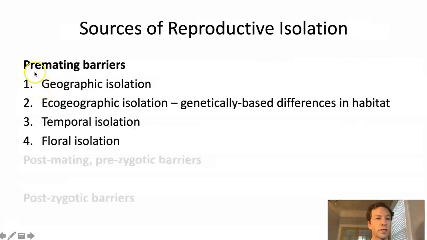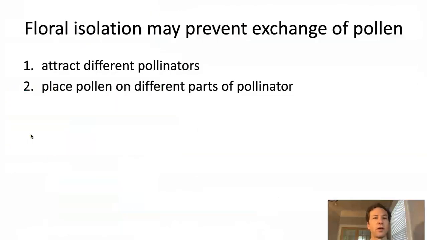So here again is that list of pre-mating barriers. We've talked about geographic, ecogeographic, and temporal isolation. So we're on to floral isolation. Floral isolation can occur if different incipient species, so populations that are undergoing speciation, attract different pollinators, or possibly if they attract the same pollinators, but they place their pollen on different parts of the pollinator's body.